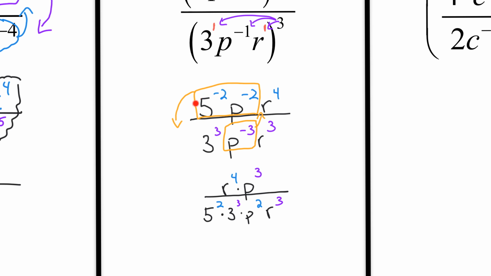On the bottom, I took the 5 squared, and it becomes positive, so 5 squared. This 3 cubed stays on the bottom of the fraction because it has a positive exponent, so you keep it on the bottom. And then you guys have the r cubed on the bottom, and then this one here goes on the bottom as well. Now you guys need to simplify.